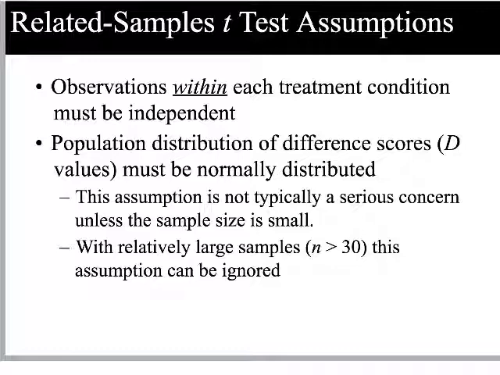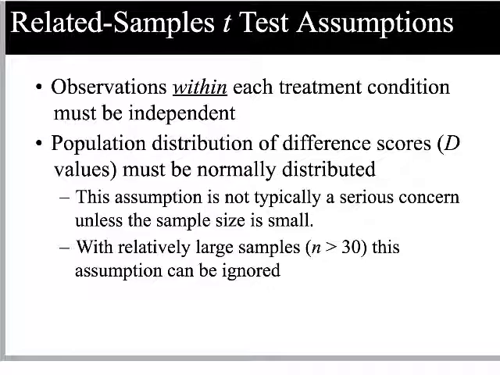Okay, and there are some assumptions for the related samples t-test that we have to pay attention to. One is that observations within each treatment condition must be independent, okay? Within each treatment condition. Obviously, the within individual scores are not going to be independent of each other because they involve the same individual producing them. But one individual should not be affecting another individual's scores within each condition.